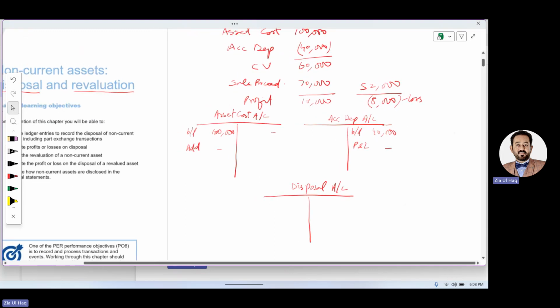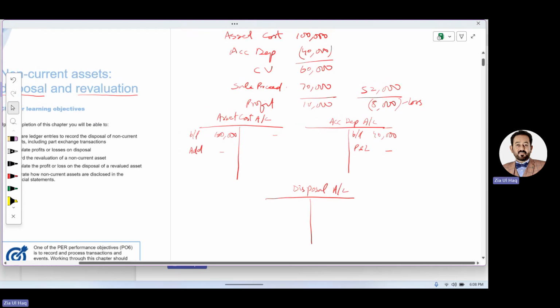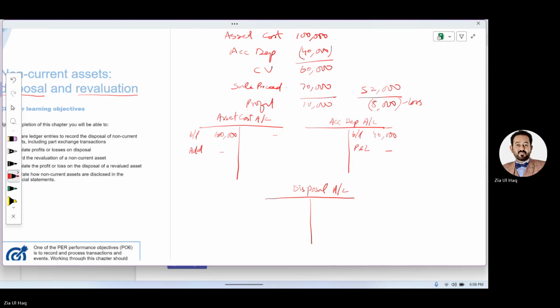While disposing, we need to eliminate this asset from the asset cost account. How can we eliminate it? We will credit the asset and charge to disposal the complete 100,000. This means if the asset cost account is credited, against it the disposal account will be debited, 100,000.